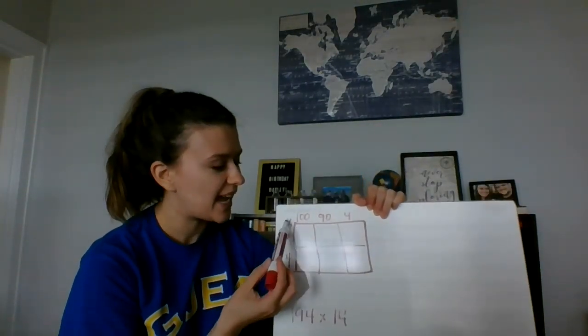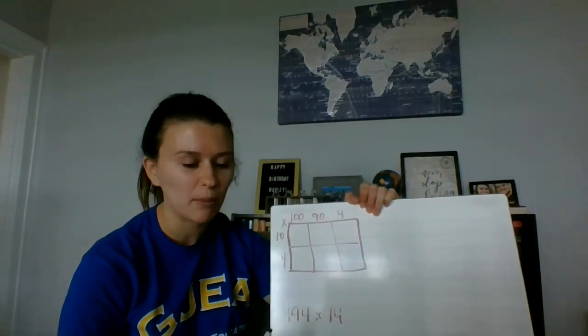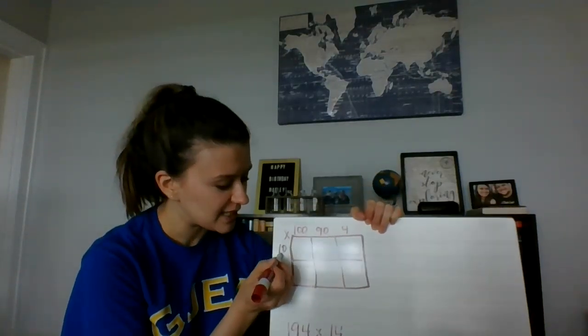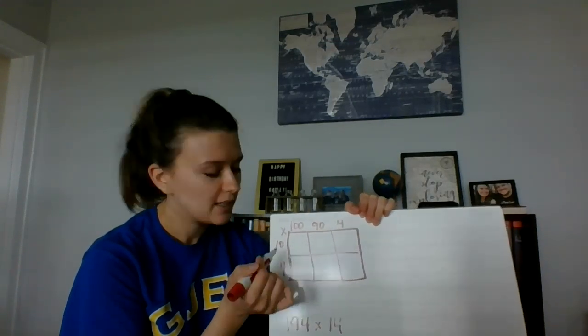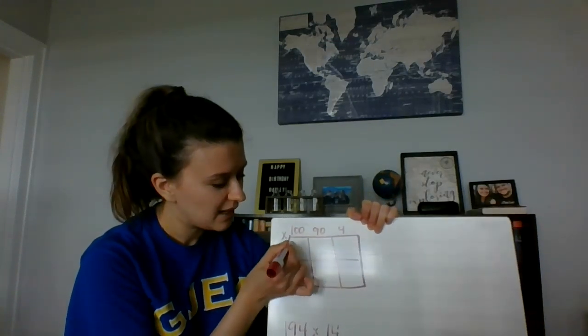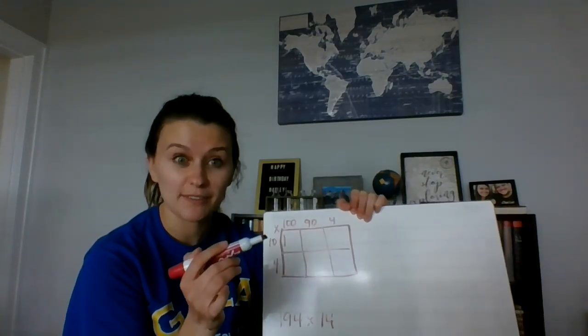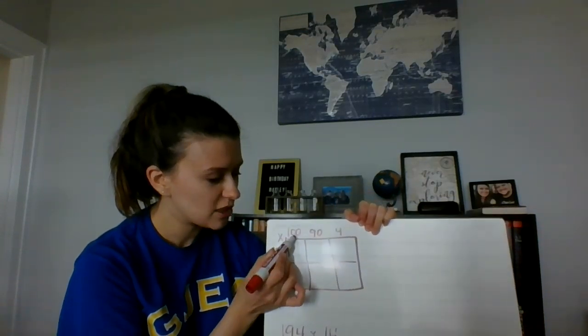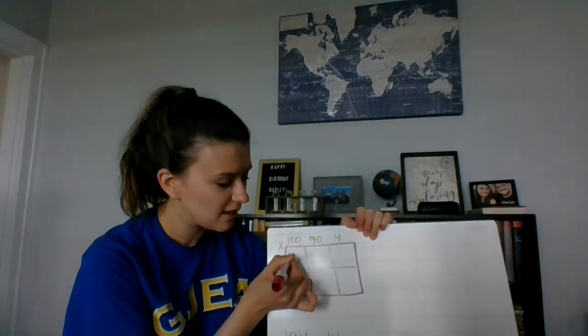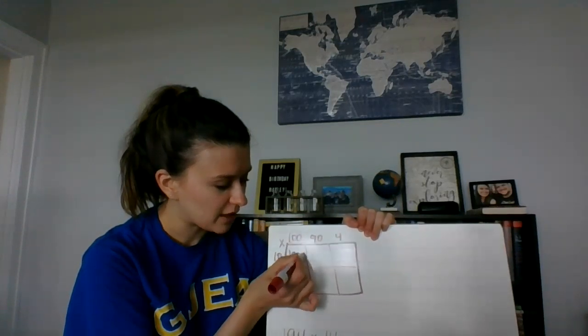And you can think side times top, put it in the box. And to help you, you can take that first digit of your numbers. 1 times 1 is 1. And then because they both end in zeros, you can just add the number of zeros to the end of your problem. So we had 1, 2, 3 zeros. So I'm going to add my 3 zeros.